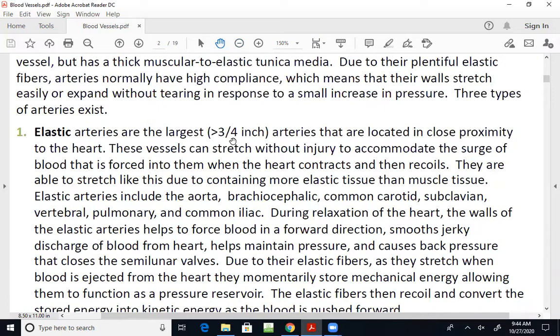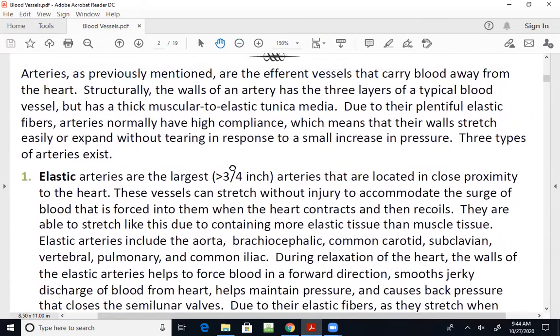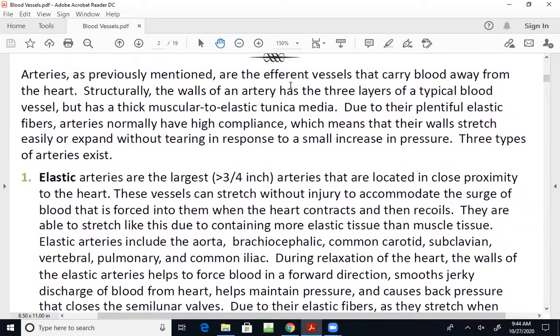All right. As I previously have stated, arteries are the efferent vessels typically carrying oxygenated blood, typically anyway, away from our heart. Structurally, the wall of an artery has 3 layers, like we see in any typical blood vessel that we just talked about. But a key feature is that they have a thick muscular to elastic tunica media. Due to their plentiful elastic fibers, arteries normally have what we call high compliance, meaning that their walls can stretch easily or expand without tearing in response to a small increase in pressure.